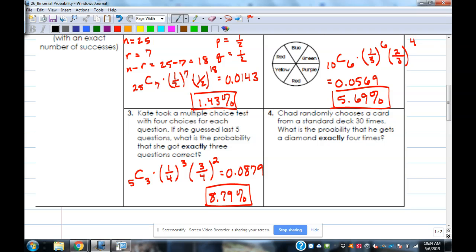All right, let's look at this. Chad randomly chooses a card from a standard deck 30 times. What's the probability he gets a diamond exactly 4 times? So he's picking a card and putting it back. They don't say that, but that's what's happening. What's the probability he gets a diamond exactly 4 times? So trials is how many? 30. Successes are how many happening? What's R? 4. Okay, so 30 combination 4.